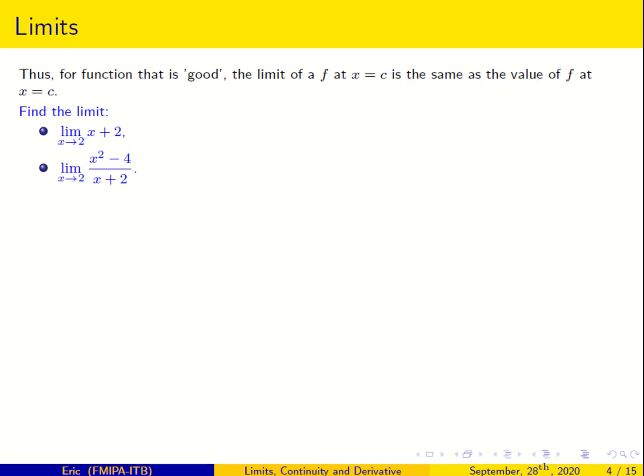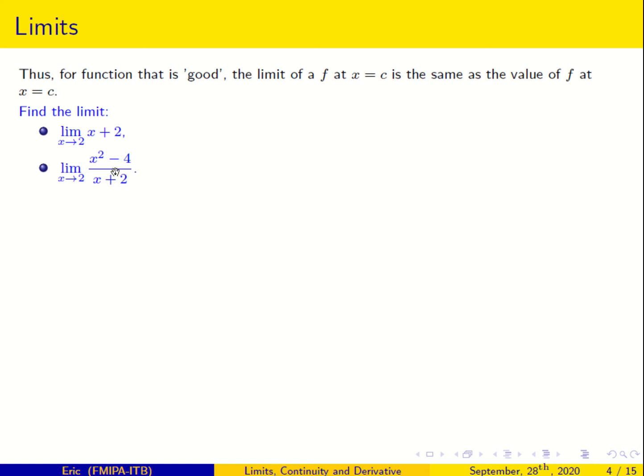So let's look at the limit. For a function that is good, in a sense, the limit of a function f at x equals c is the same as the value of f at x equals c. So if we want to find the limit of this when x goes to 2, we can just substitute x equals 2 and we have 2 plus 2 equals 4.